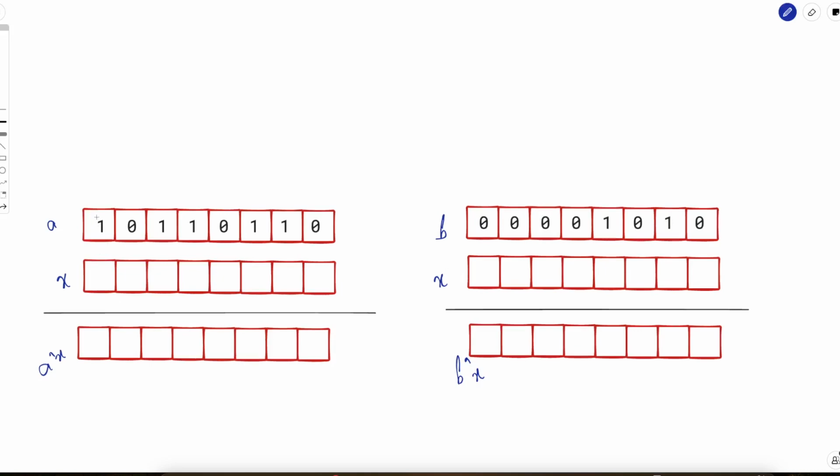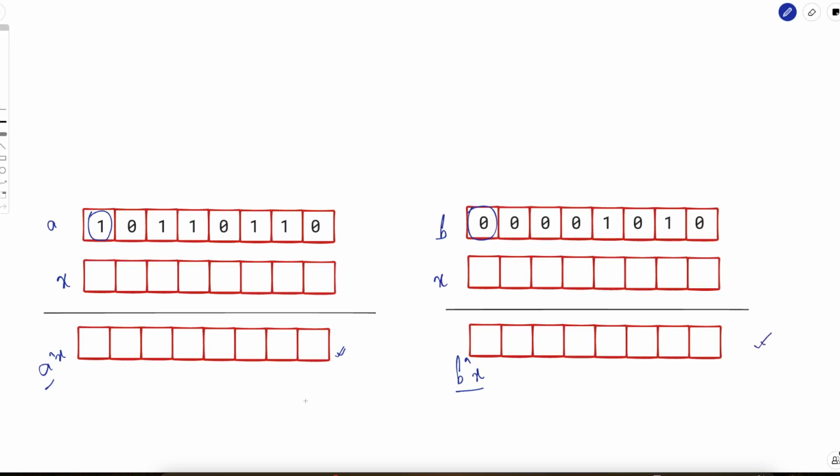notice that the first bit, let's talk about the first bit, is different. Now if they are different, we have a problem. We have to figure out, should we make it 0 or should we make it 1? Because if you make it 0, this will remain 1, this will remain 0. If you make it 1, this will become 0, this will become 1, right? So currently both A's XOR X and B's XOR X are 0. Like, this is the final result that you want, right?